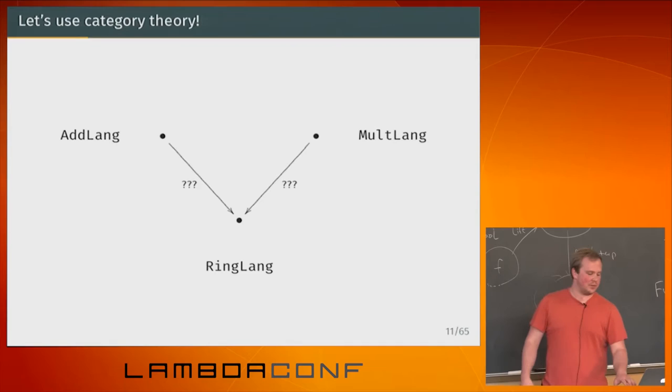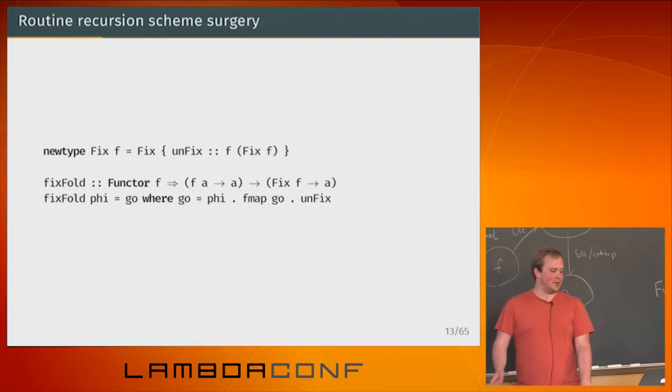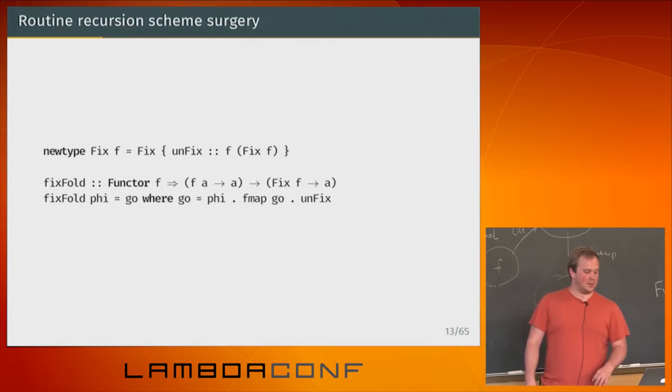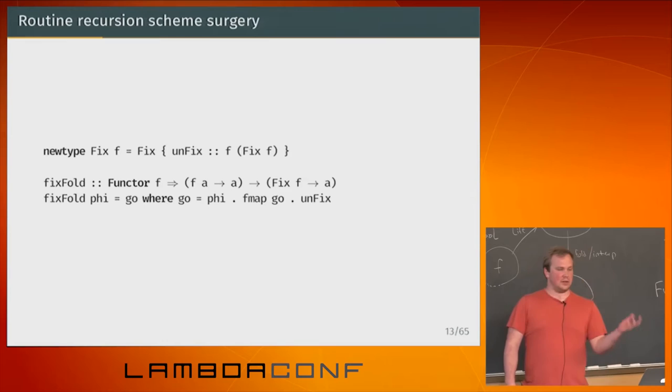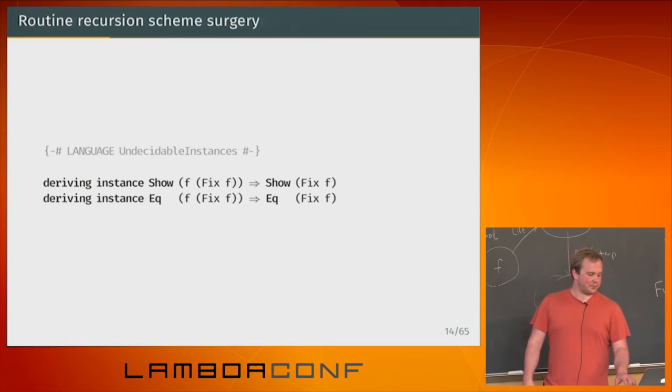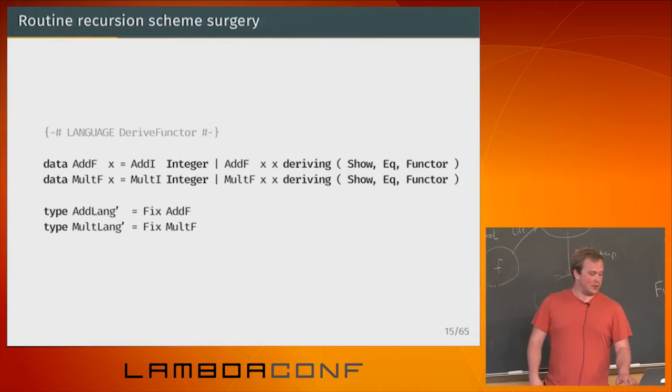So we introduced the fixed point of types, which we saw an hour ago. Hopefully everyone's familiar with this one. Given any fixed point of types, we can use this fix-fold operation in order to turn an algebra on that functor and extend that algebra into the fixed point, very similar to what we were doing in the last talk. These are a little bit annoying because if we want to show these things, we're going to need undecidable instances, but whatever. Then we create two pattern functors, one for the addition language, one for the multiplication language.